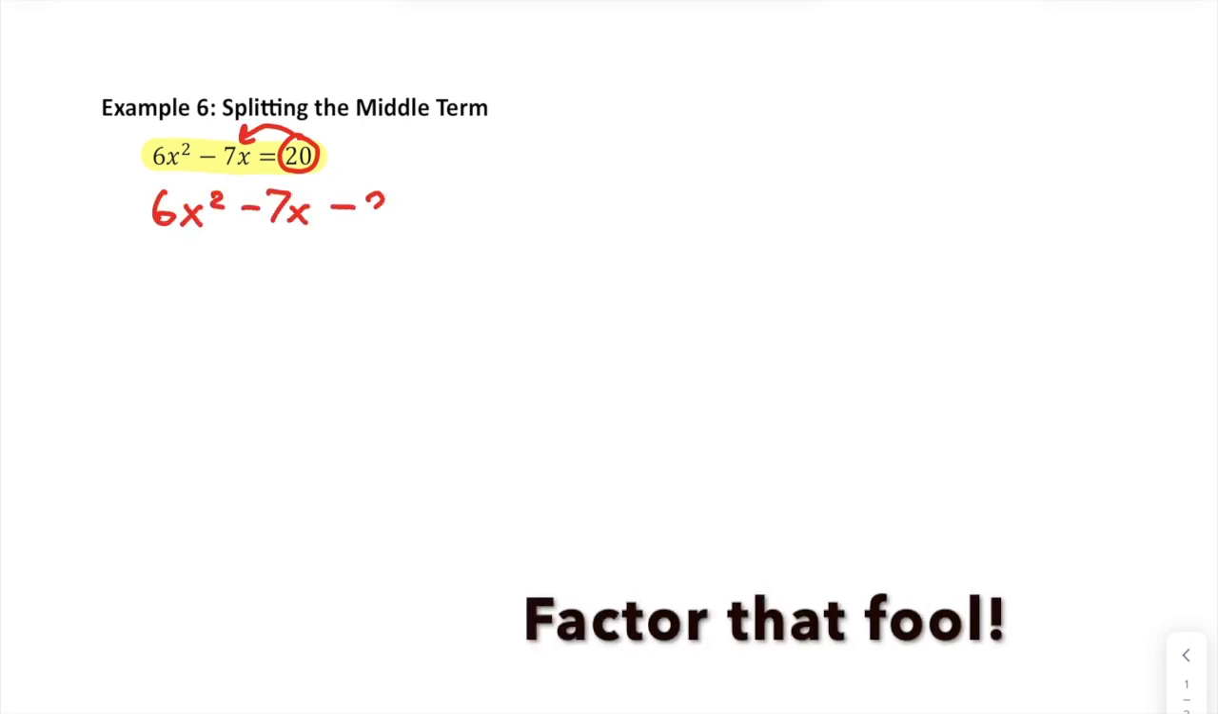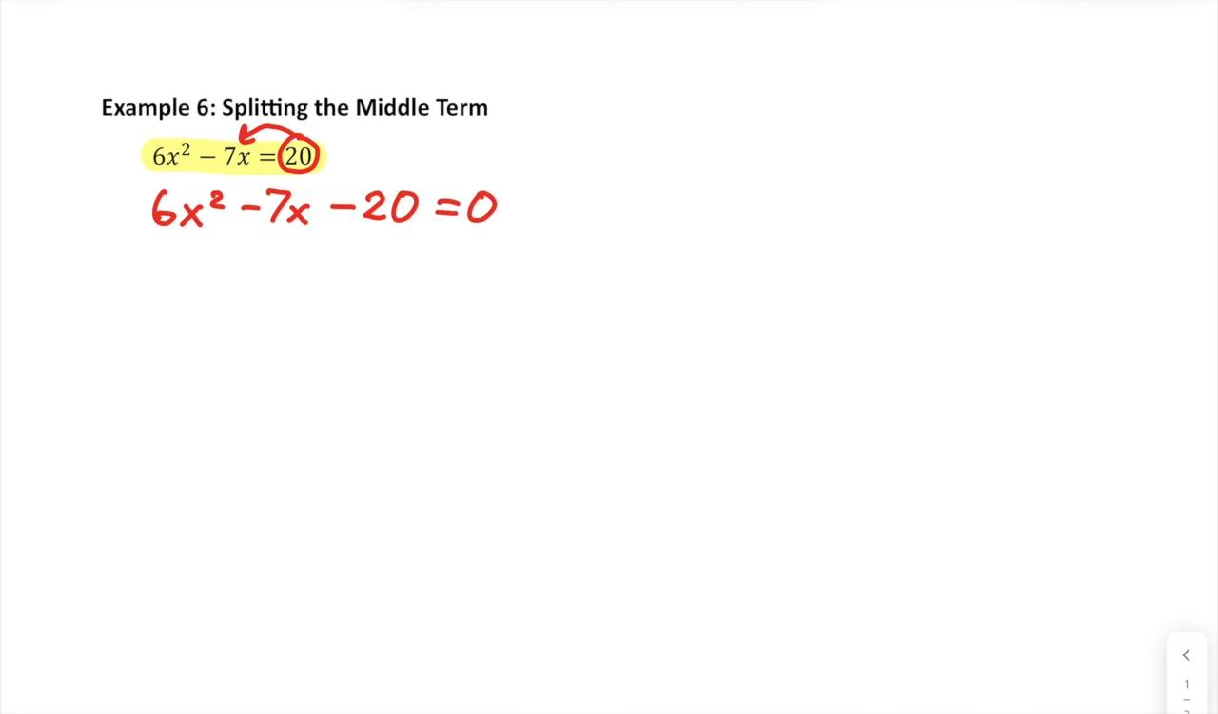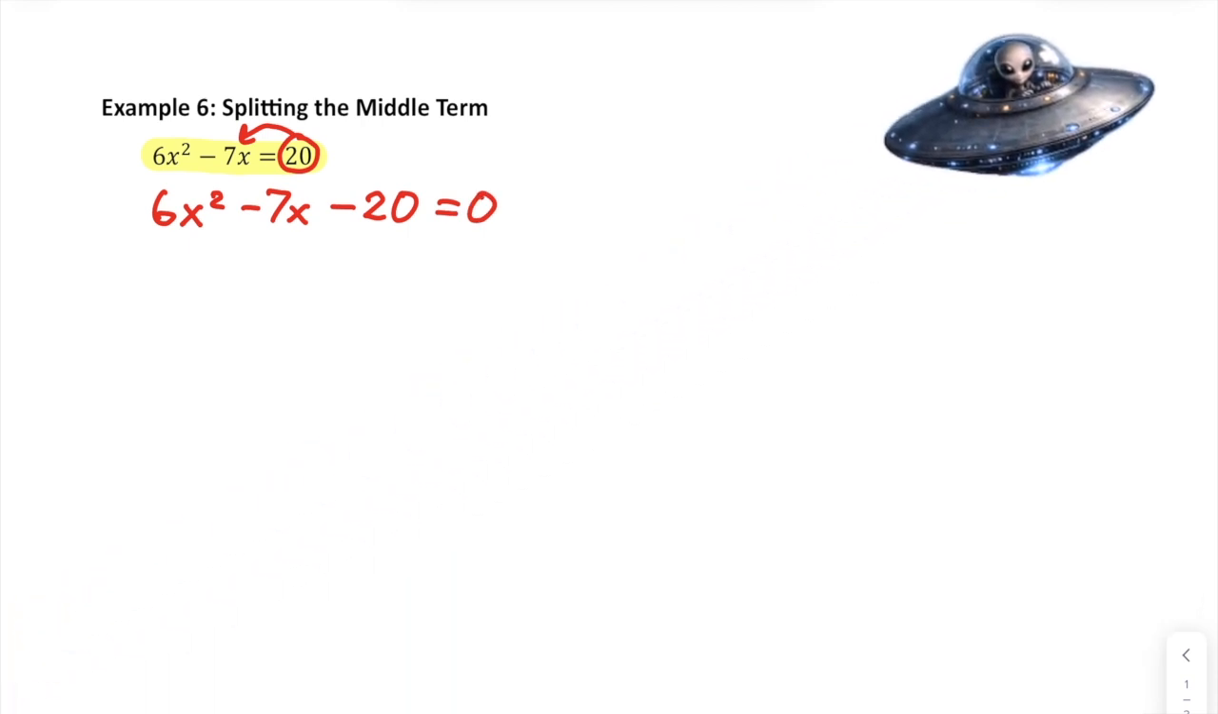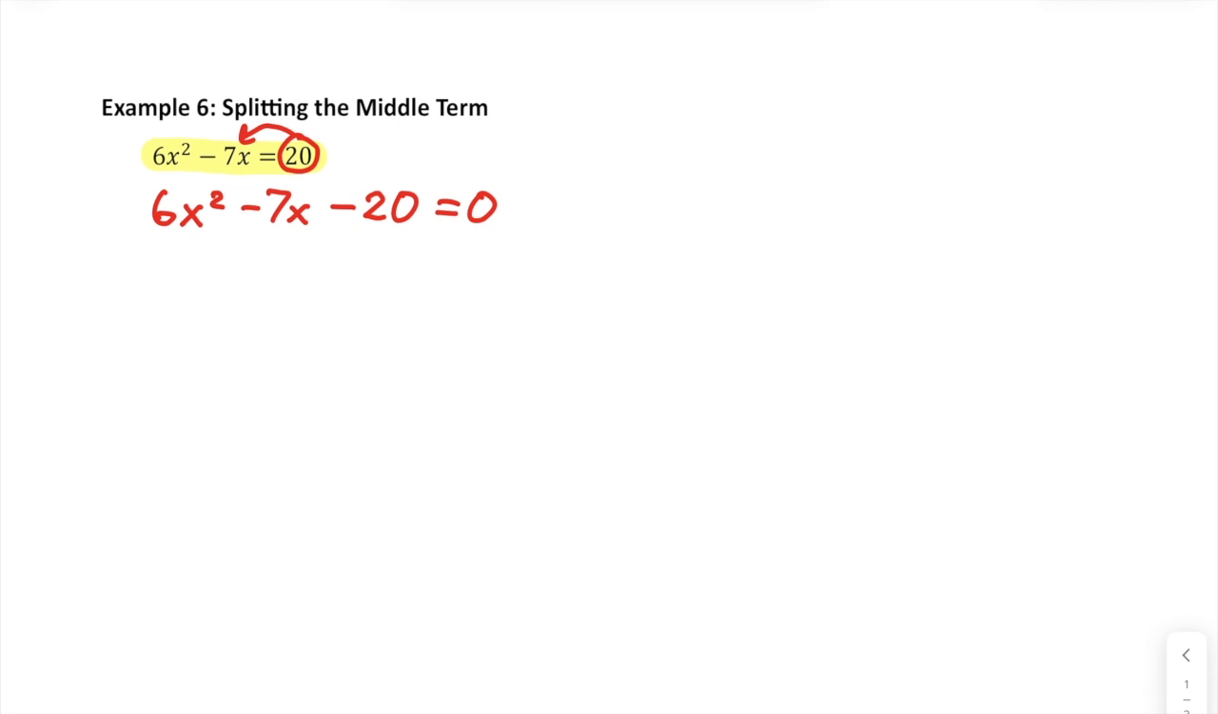Here's a tricky one. 6x squared minus 7x equals 20. Let's move this 20 over to the left side first, and then we can factor that fool. We could factor it by guessing and checking, but there's a more efficient way to proceed. Multiply the coefficient of x squared by the constant term. In this case, that's 6 times negative 20, which is negative 120.